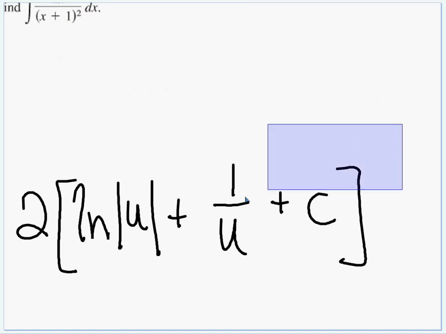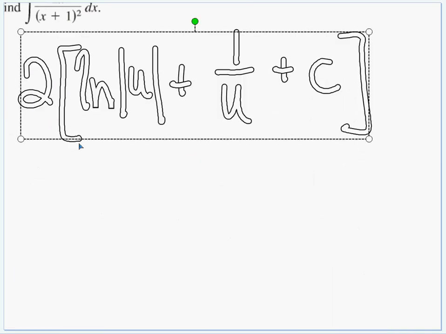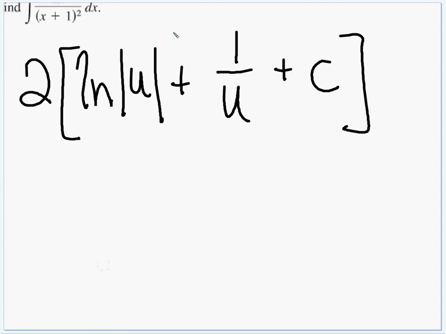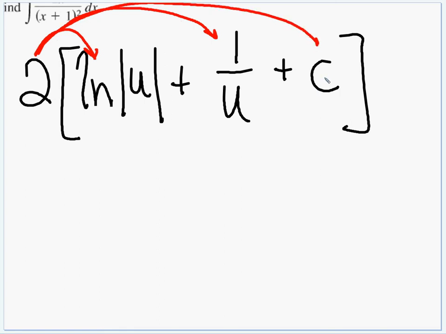All right, in the next step here, let's distribute the 2 and put our u sub back in. So we're going to distribute that 2 to each of these terms. And we're going to take out the u and put back in the x plus 1. So that's going to be 2 natural log quantity. Oop, I should have the bars on there. There we go. x plus 1.